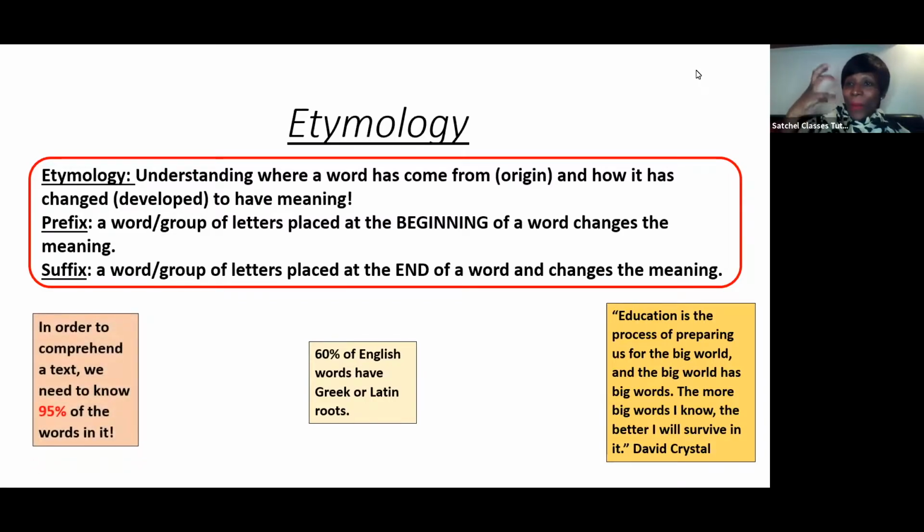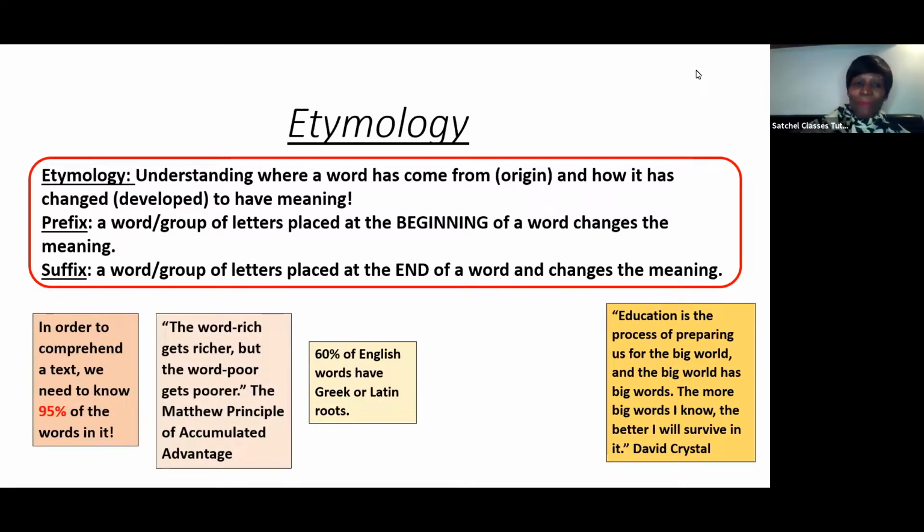Also, to be able to understand a text, we have to understand 95% of the text. And if 60% of the text is unknown to us because the words have Greek or Latin root words, then that really is going to stop us from understanding the text as a whole. So it helps with our understanding of big words, feeling we can prepare for the future. It helps with our reading and understanding the text and our comprehension. And also, it means that we can be word rich.